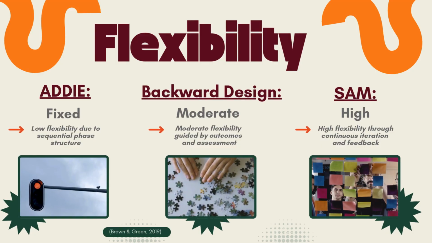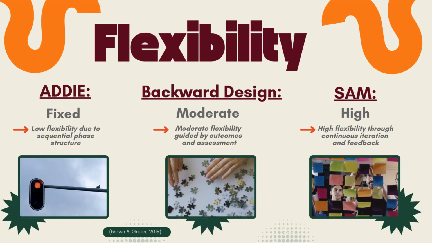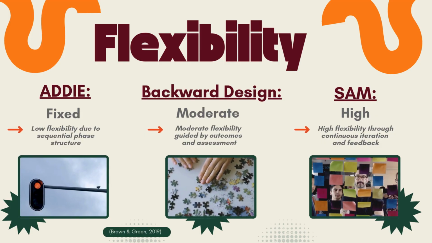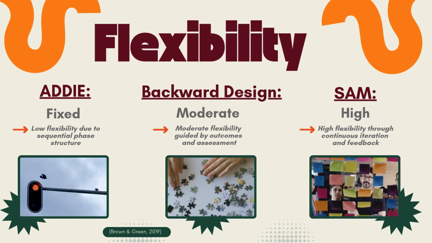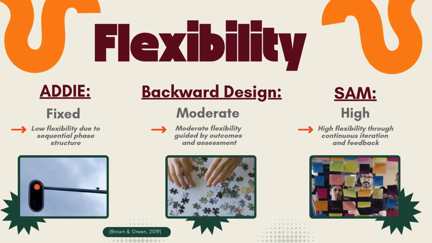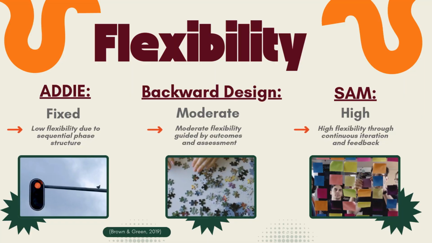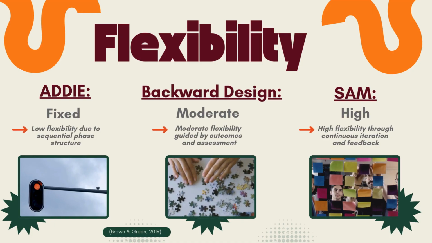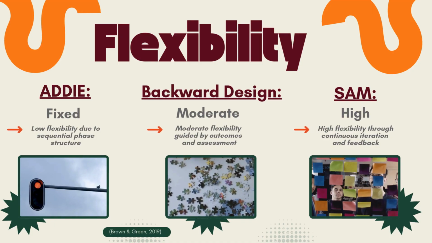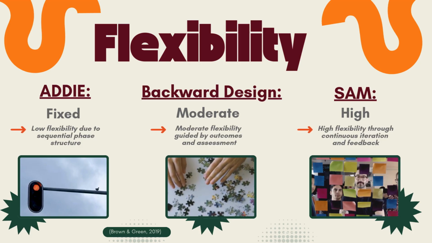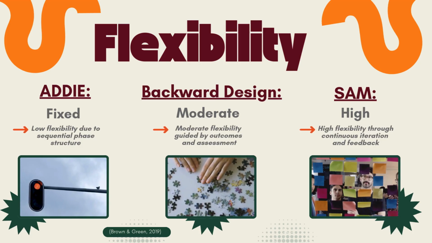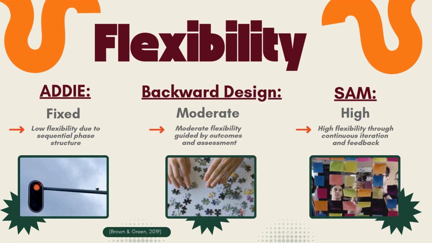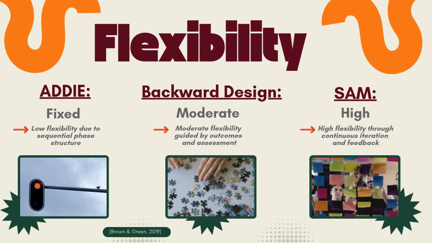Flexibility is another key point of comparison. ADDIE offers low flexibility due to its sequential structure, which can make mid-course changes more challenging. Backward design allows for moderate flexibility, as instruction can be adjusted as long as learning outcomes and assessments remain aligned. SAM provides the highest level of flexibility, as continuous iteration and feedback are built into the model itself.